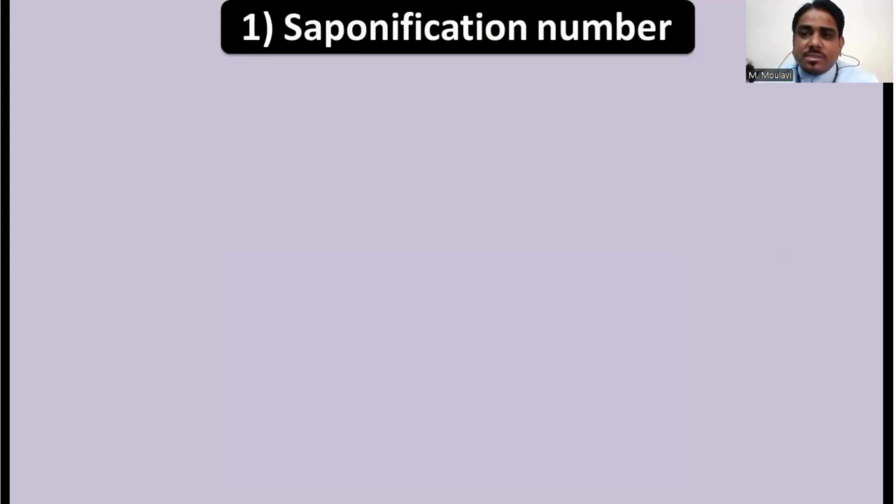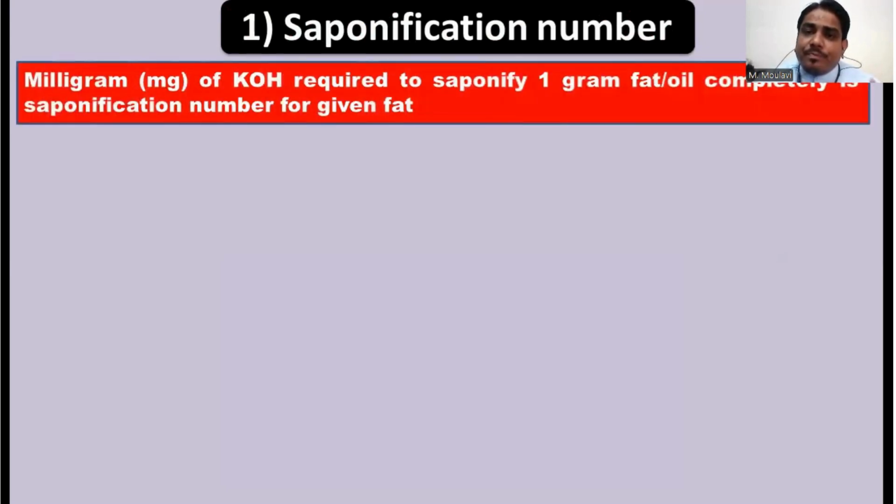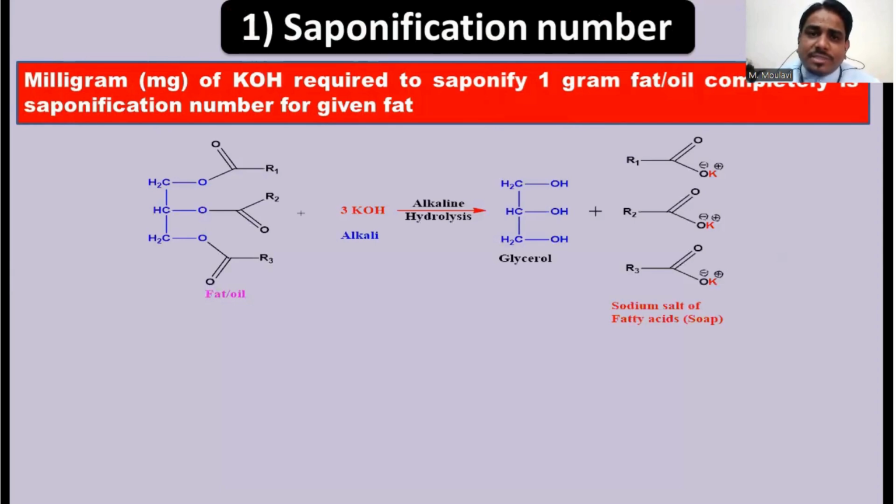Saponification number means the milligrams of potassium hydroxide required to saponify 1 gram of fat or oil completely. This can be understood by using this chemical reaction. This is a triglyceride in fat or oil, and it is hydrolyzed with potassium hydroxide to form glycerol and the potassium salt of fatty acid, that is the soap. So this reaction is the saponification reaction.